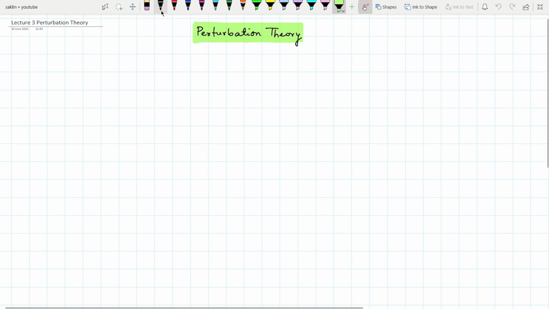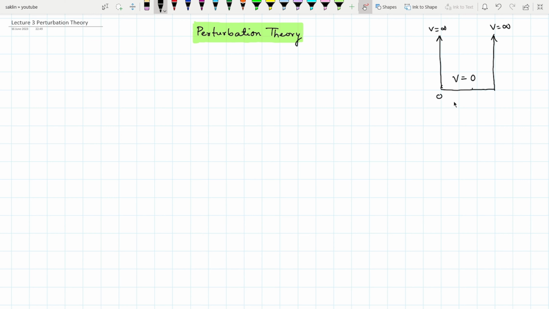Now I am taking an example. You can understand from this example what perturbation theory is and why we use it. Okay, now we know about the 1D potential box. Here the potential will be infinite outside, and inside the box the potential will be 0, from 0 to A.